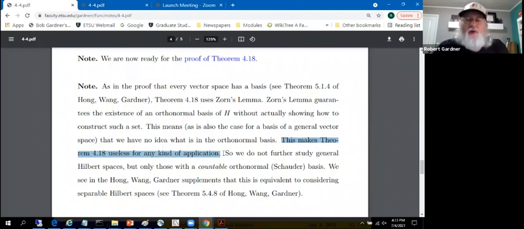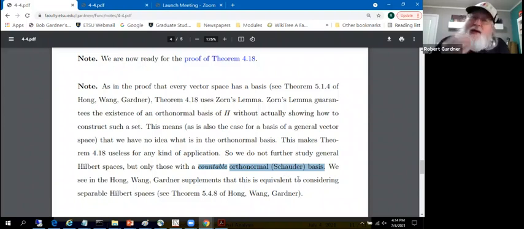We need to go further. We need Schauder. We need to do this in the sense of Schauder. We want a countable orthonormal Schauder basis. We want to take infinite linear combinations. That fixes everything. Promislow at this stage is still stuck in the realm of finite linear combinations, followed by closure. We can find an orthonormal basis that behaves in that way, but I don't know what's in it because it takes Zorn's lemma to guarantee the existence of it.